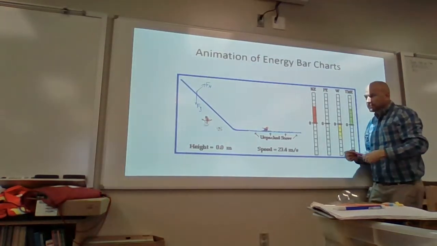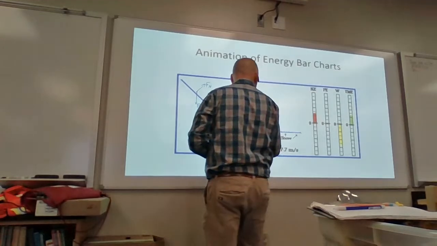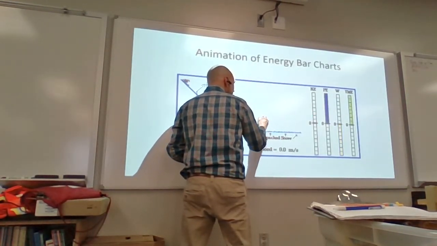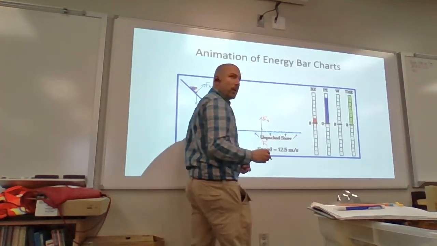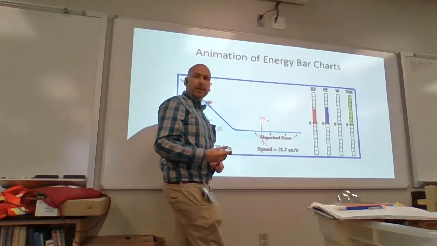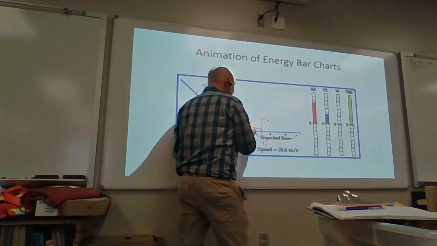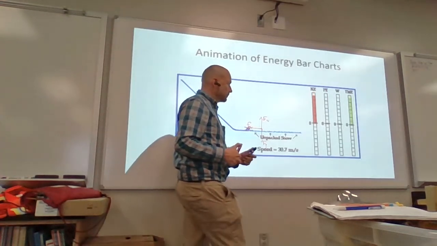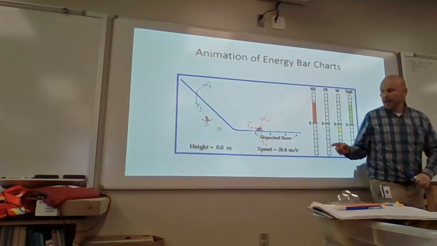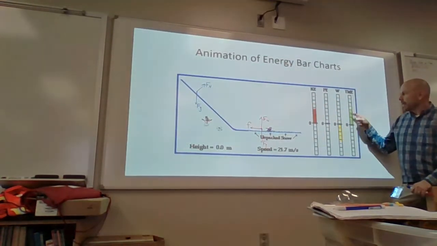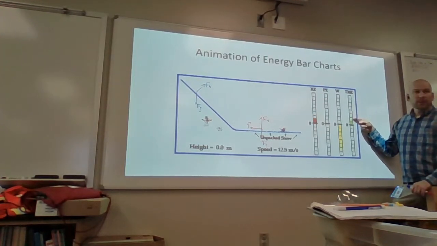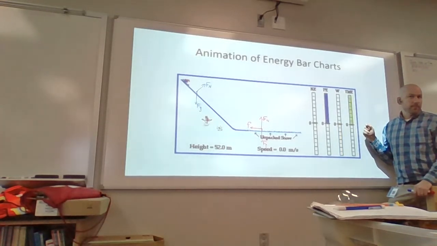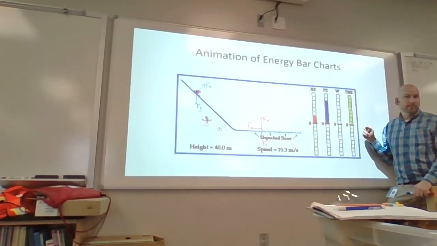Okay? But once they reach the flats, gravity and normal force are doing no work. They're perpendicular to the direction of motion. Friction is doing negative work. And however much negative work happens, that's how much mechanical energy decreases by. Okay?